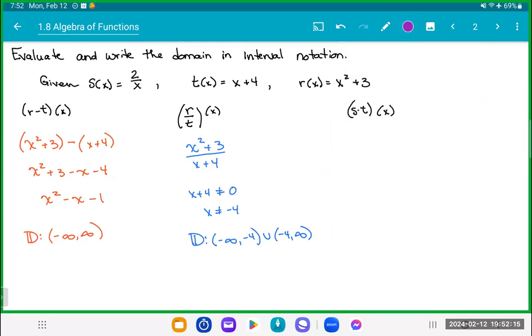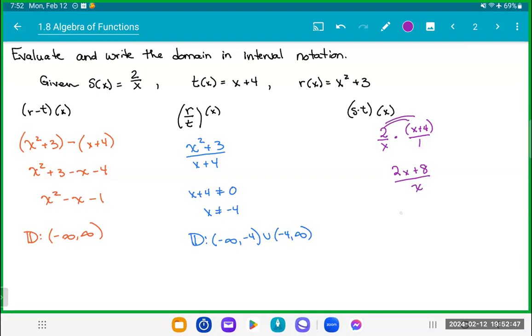Okay, the last problem on this slide is s times t. My s function is 2 over x, times my t function, which is x plus 4. There's a couple of ways we could write this. That's the same as x plus 4 over 1. So we can multiply 2 and we get 2x plus 8 over x.